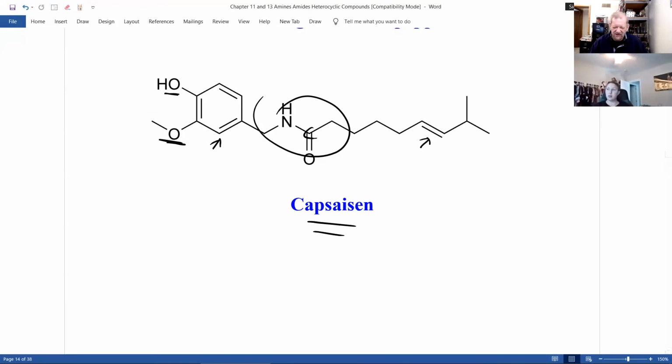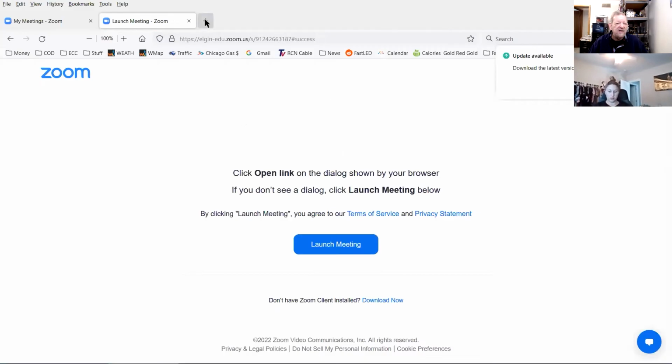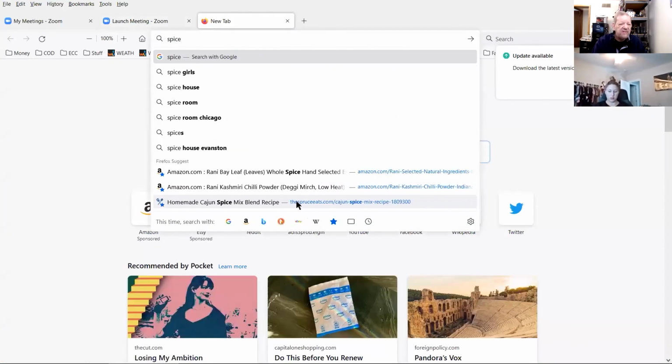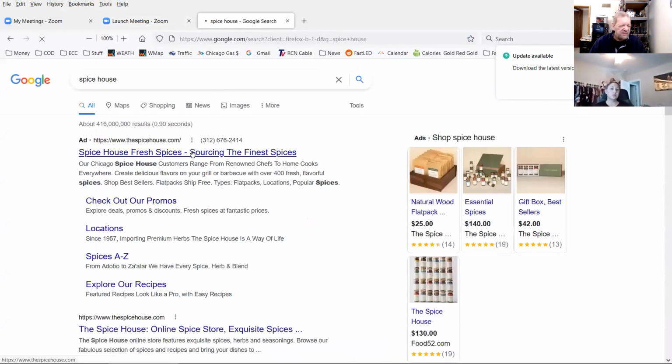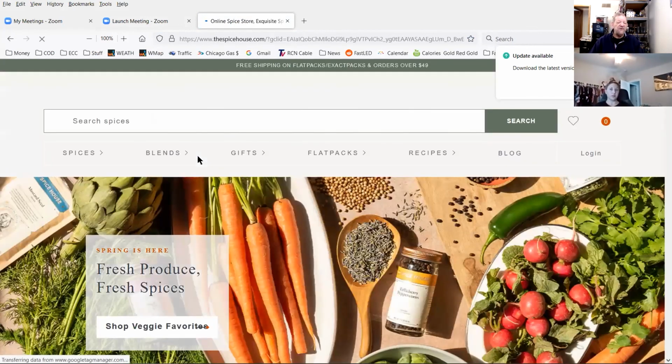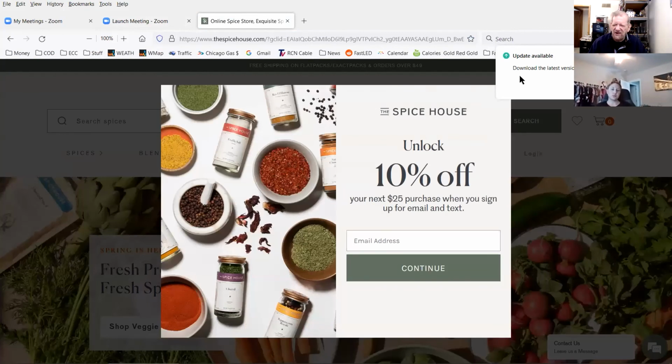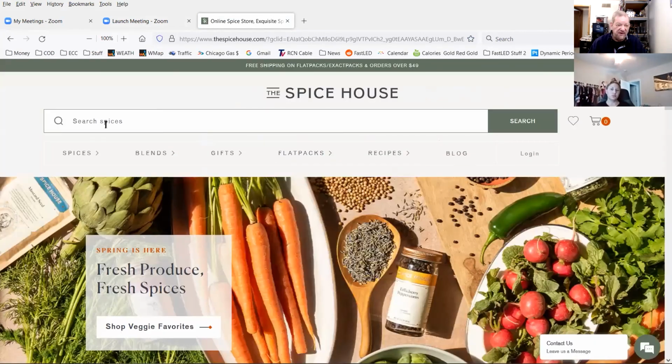Well, let's see if I can find it real quick. There's a great place in Chicago and Evanston. They used to have one out in the northern suburbs, and they sold that store for whatever reason.